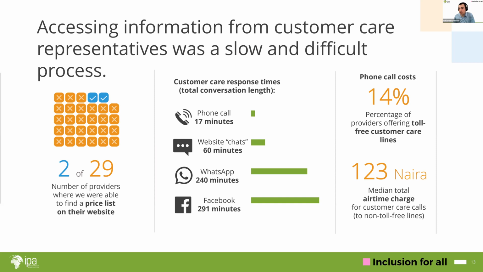We then decided to explore other channels, including calling customer care, using the chat feature on websites, and reaching out on social media. These methods tend to be slow, 17 minutes for a phone call, up to hours on average for social media. In the case of phone calls, more than 4 in 5 providers don't offer a toll-free line. And so in practice, we typically paid more to collect the information by phone than the amount of the fees themselves, 123 Naira on average.